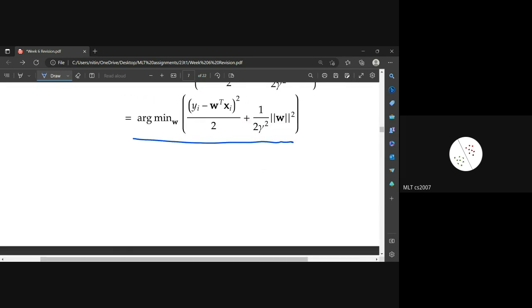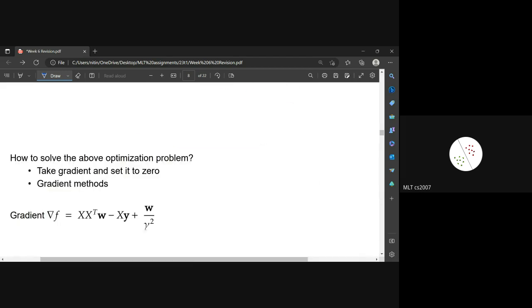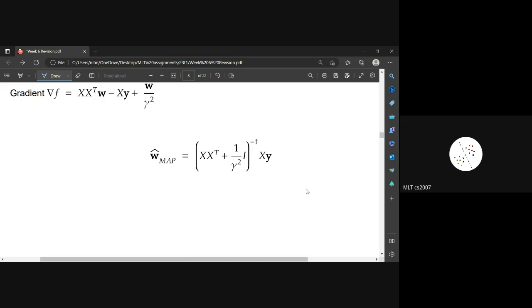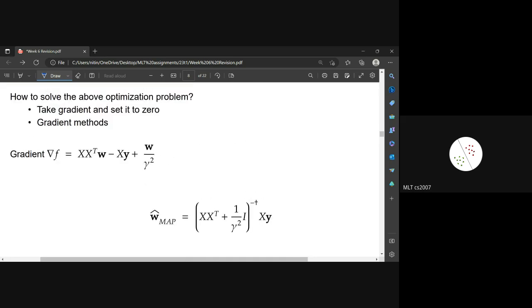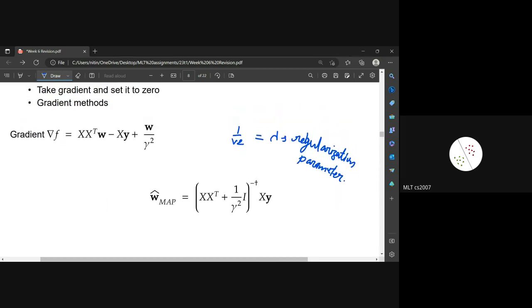So what is the gradient? What will be the gradient for this function? This is again the loss function, right? This is the squared loss function with some terms added to it. So you can easily see that the gradient is going to be X transpose W minus XY, plus W by gamma square. Generally this 1 upon gamma square is replaced by another constant called lambda. This is called the regularization parameter. So this is one hyperparameter in this case. How to choose this lambda? We'll talk about that.